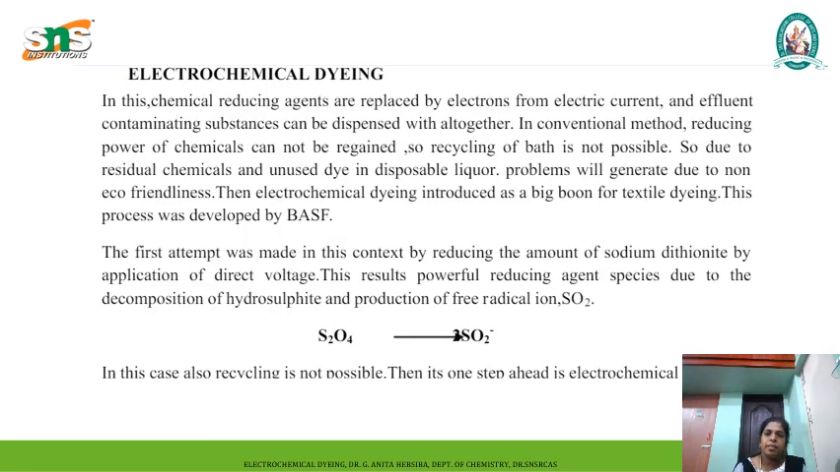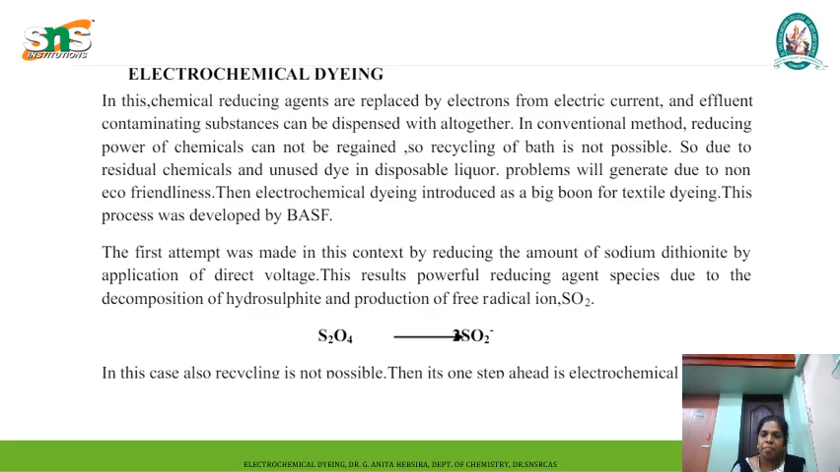In electrochemical dyeing, chemical reducing agents are replaced by electrons from electric current, and effluent contaminating substances can be dispensed with. So there is no effluent coming out of a dyeing bath here. In the conventional method, the reducing part of the chemicals cannot be regained, so recycling of the bath is not possible. Due to residual chemicals and unused dye in the disposal liquor, problems arise because of non-eco-friendliness. Electrochemical dyeing introduces a big boon for textile dyeing.